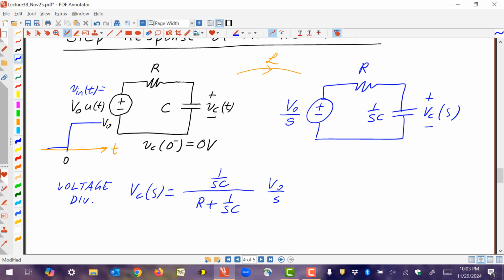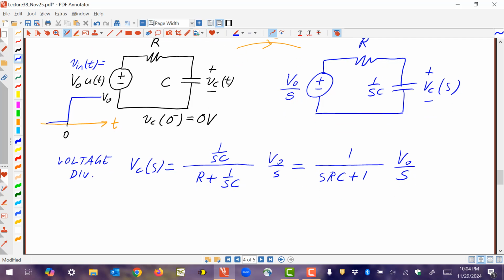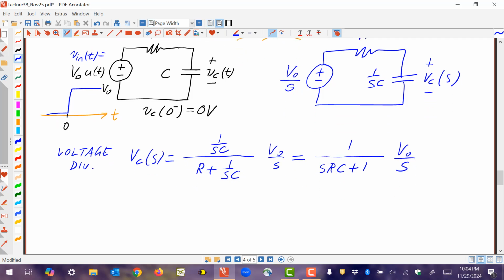All right, now, again, let's just do the thing that we did before. Let's multiply top and bottom by SC in the fraction to get rid of the fractions. So you have 1 over SRC plus 1 times V0 over S. And let's divide top and bottom of the fraction by RC. So you have basically 1 over RC divided by S plus 1 over RC.